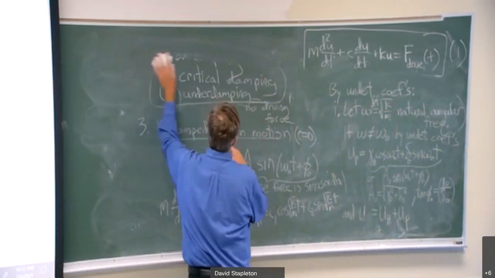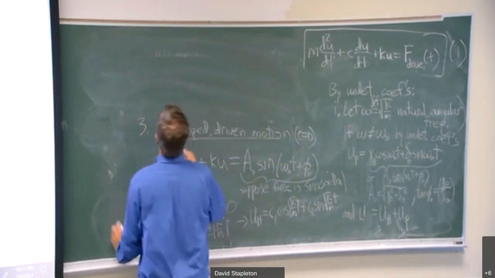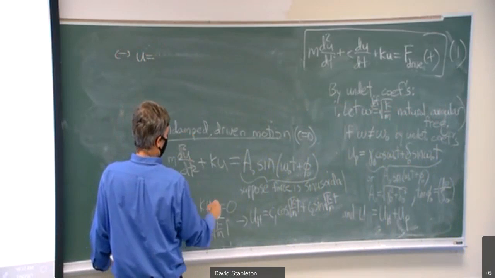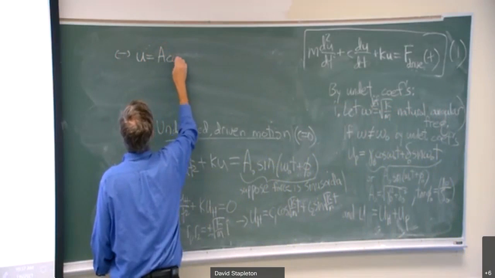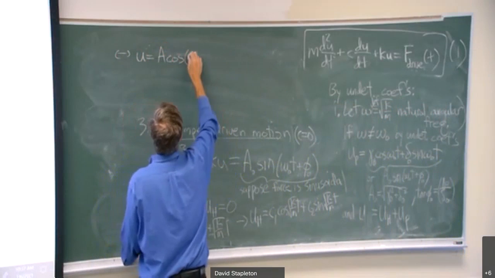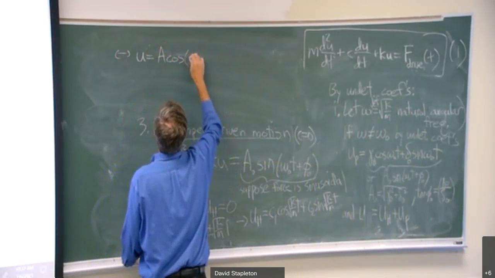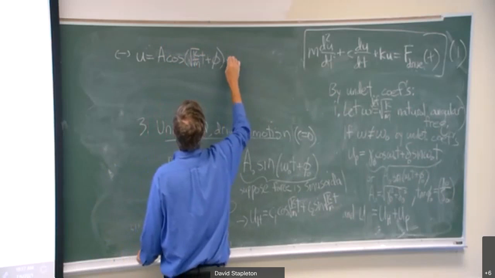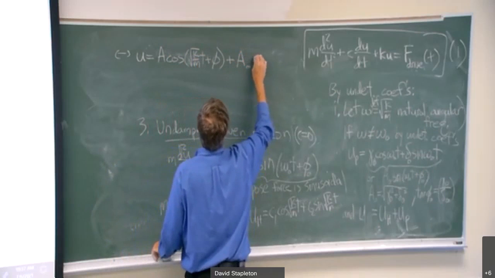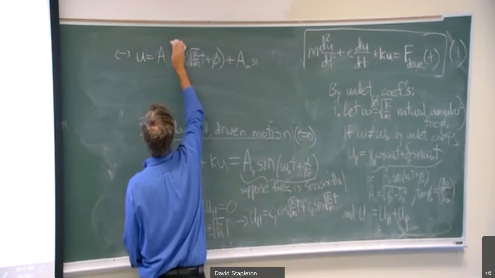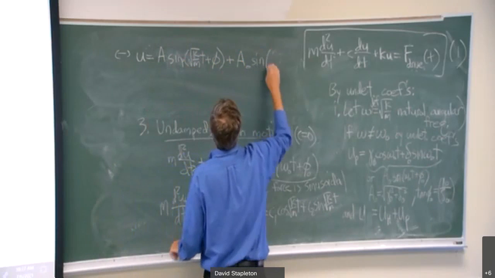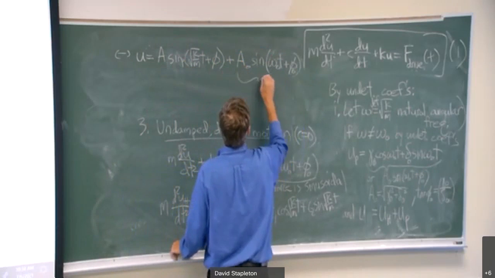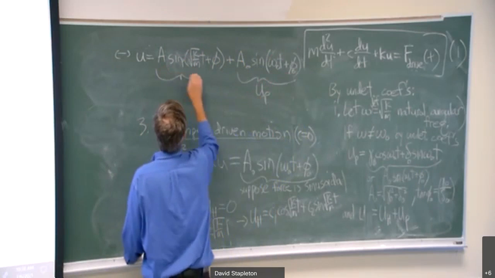That is, for the undamped but driven motion, you get U equals some number A cosine square root K over M t plus phi, plus A naught sine omega naught t plus phi naught, where this is the particular solution and this is the homogeneous solution.